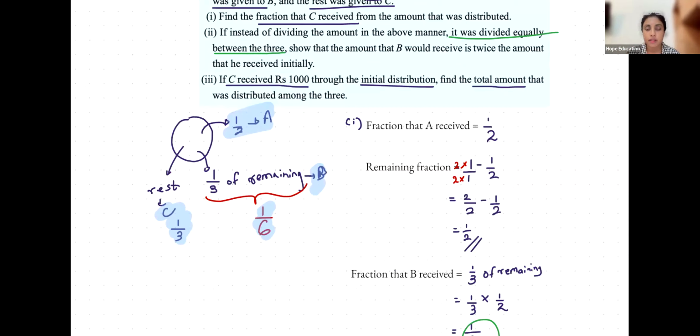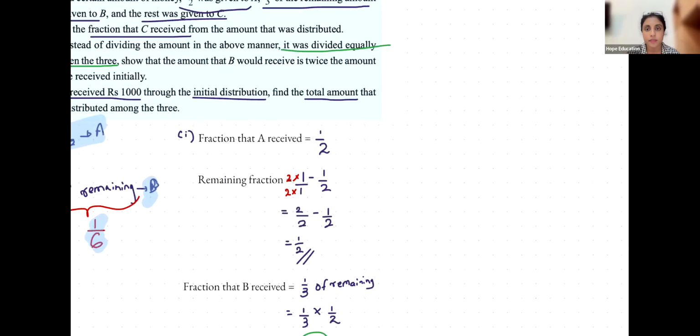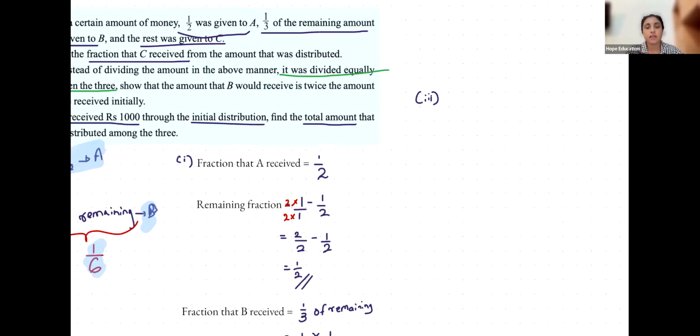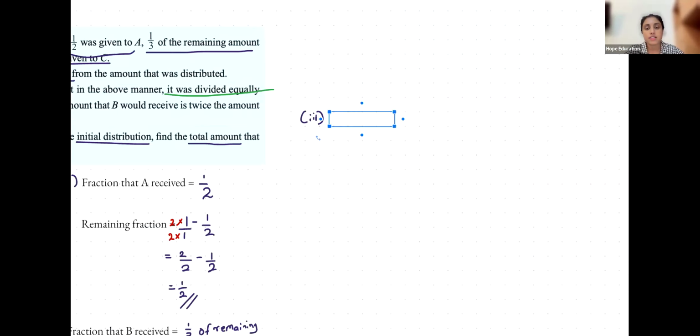Children, I am doing Roman number 3 here. Now the fraction that C received is 1 over 3. So let me write it short like this. Fraction that C received is 1 over 3.